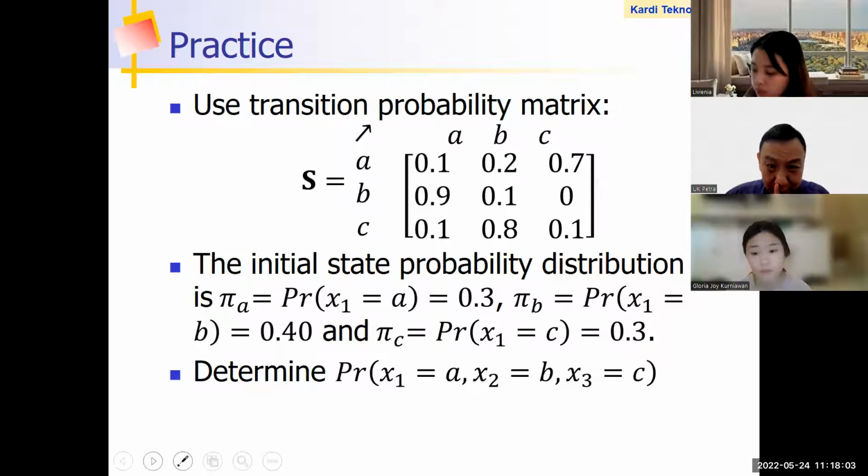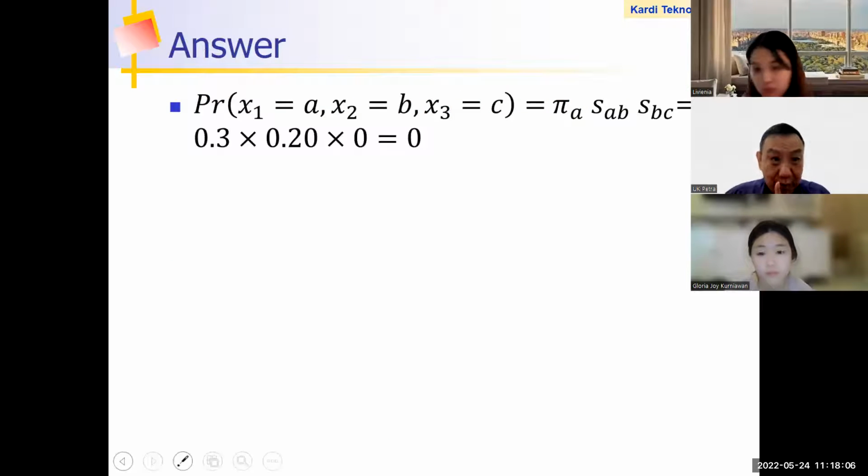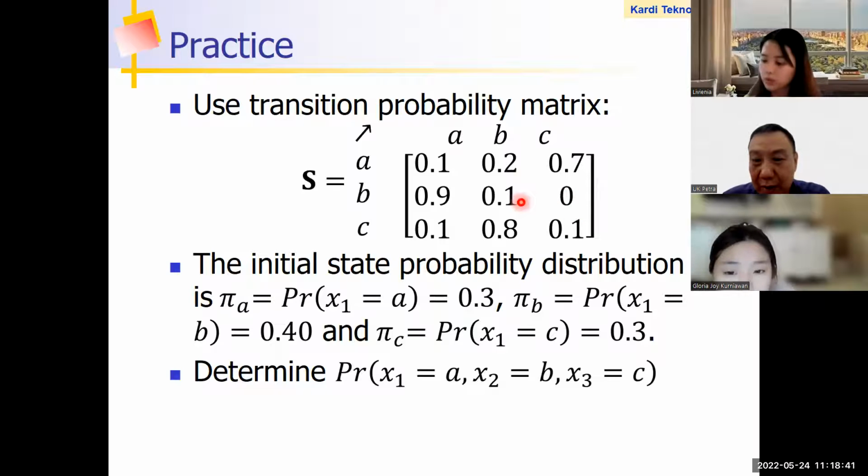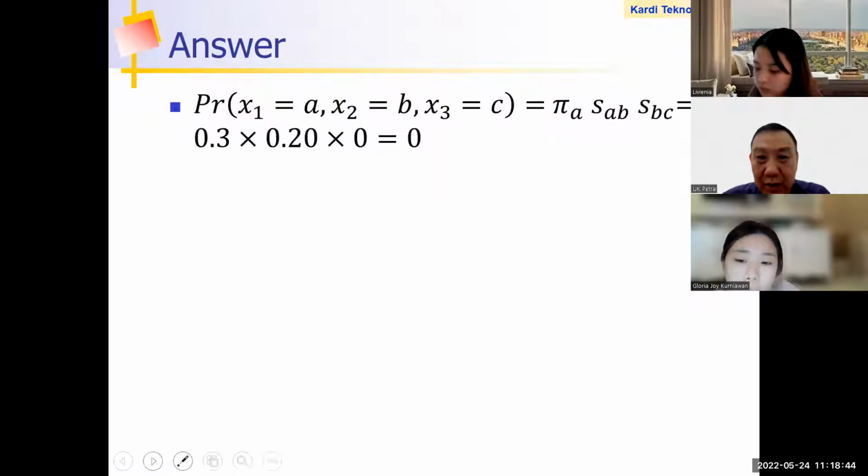What's the difference? The path is different. The path is not the same. So this is A, B, and C. If you look at this, from A to B is this one, 0.2. And then from B to C is 0. That means, of course, the probability is 0.